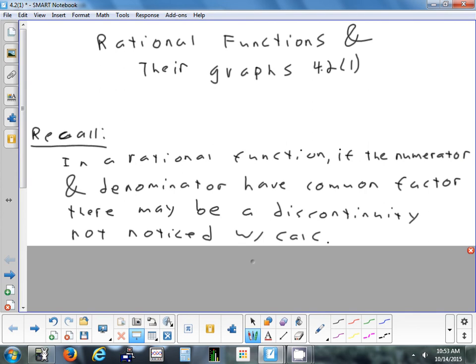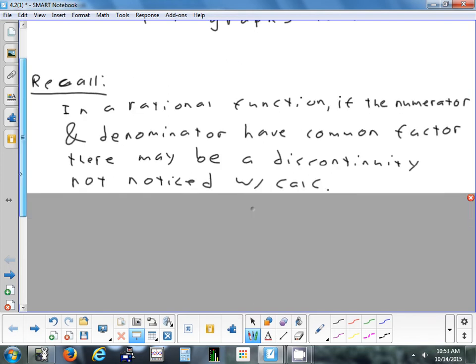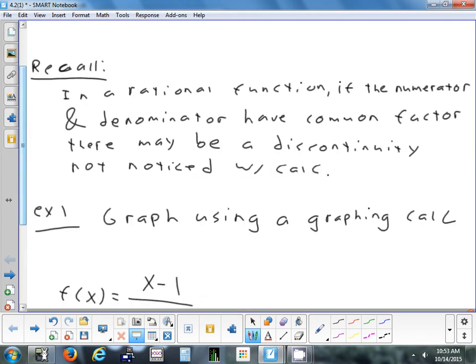So one important thing we want to remember is when you can have a hole in the graph. Right? And that can happen if the numerator and the denominator have a common factor. The reason you need to recognize that is because the calculator won't show it to you. You can zoom in, but you won't see it. We're going to just look at two quick examples of graphing things that have holes in them.